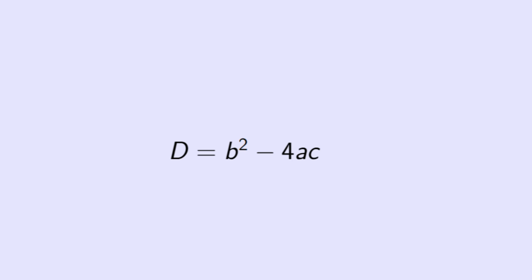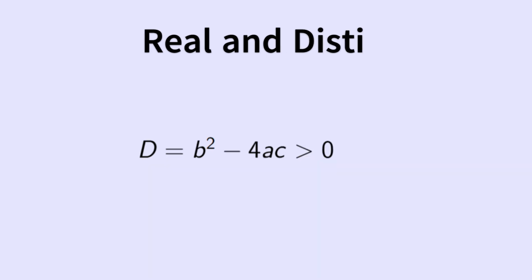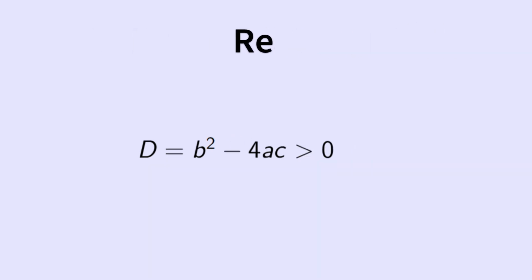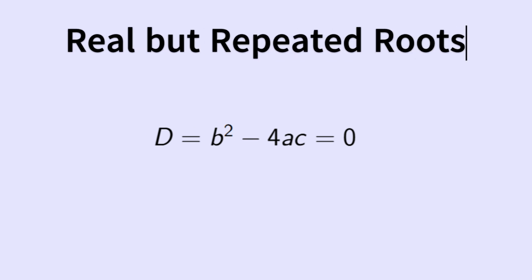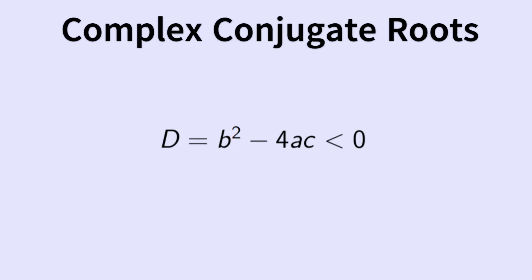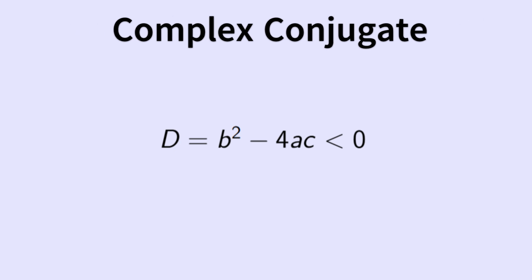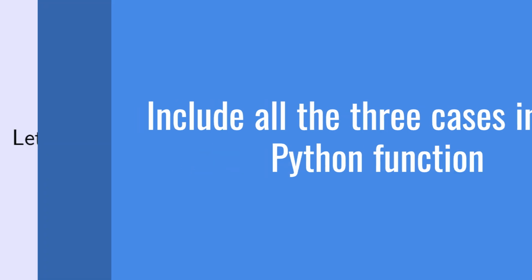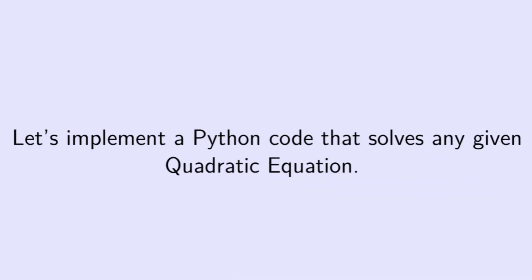Depending on the discriminant, the roots of a quadratic equation can be classified as real and distinct roots, if the discriminant is greater than 0, real but repeated roots, if the discriminant is equal to 0, and complex conjugate roots, if the discriminant is less than 0. And so to write a Python function to solve any given quadratic equation, we have to include all these cases in our function. Let's implement this in Python.